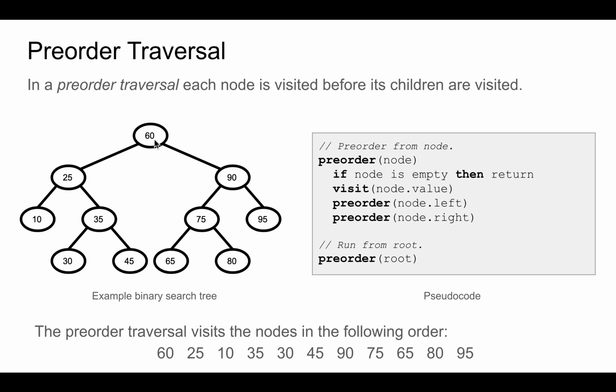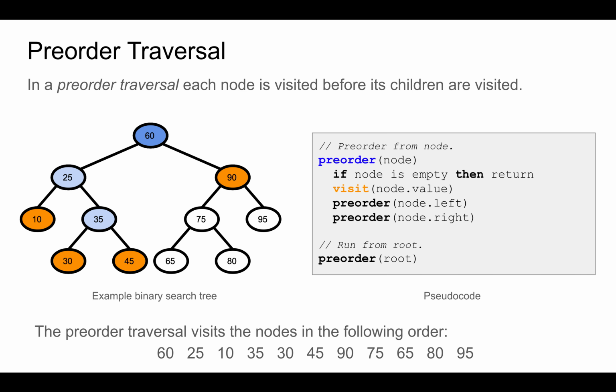It visits 60, and then 25, then 10, then it's 25's right children, so 35, then 30, then 45, and then we've already visited 60, and we visited all of its left children, so we're looking at its right child. Now, after visiting 90, we're looking at its left children, and so on. So this is, as we said, the order in which the nodes will be visited for preorder traversal. So each node is visited before its children are visited.